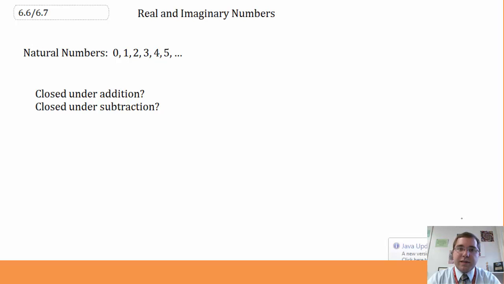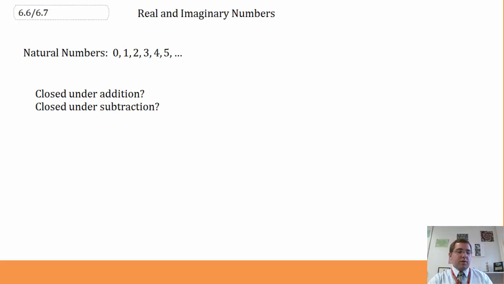This is section 6.6 and 6.7 of Honors Algebra 2, Real and Imaginary Numbers. We're going to look at some different sets of numbers, starting with the first numbers you ever learned as a child, what are called the natural numbers. 0, 1, 2, 3, 4, 5, 6, 7, 8, 9, 10, and we could keep going forever.